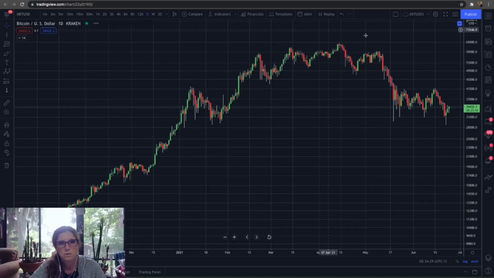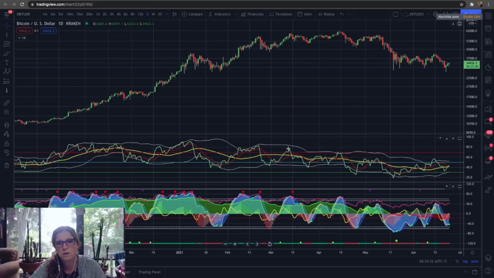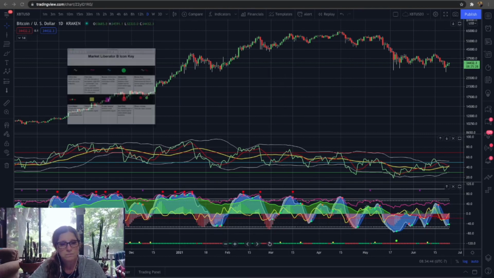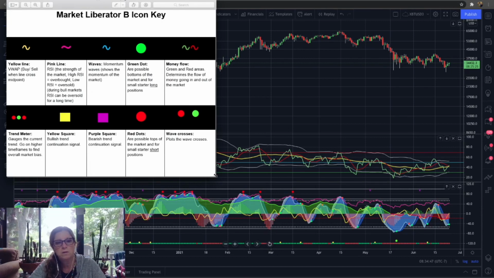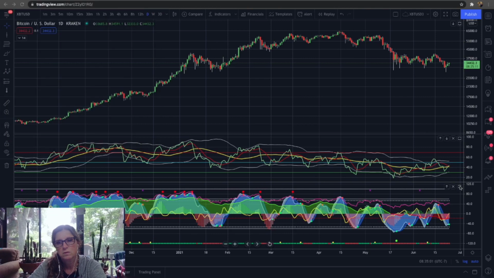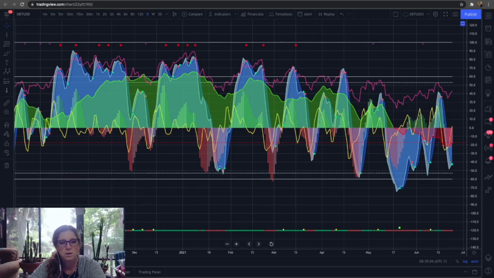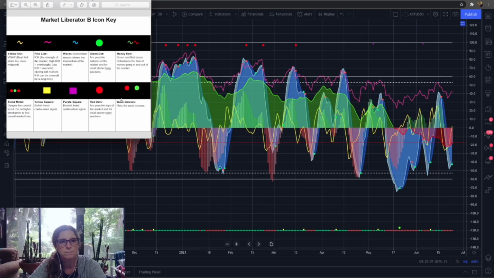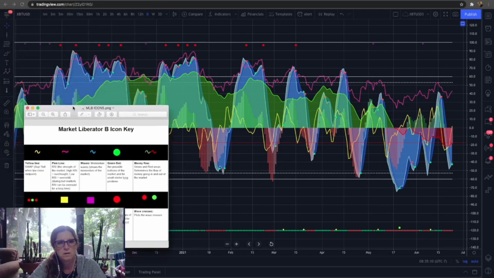Let's go to Market Liberator Cypher. This indicator is really nice. Let's pull up the icon. Let's shrink it down a little bit here. If you can't see it, it's okay, because this is available to you in the Discord. So let's go over this a little bit. And I'm going to make this bigger. And then I'll have to pull this back up. All right. I'm going to bring it out of the way a little bit.